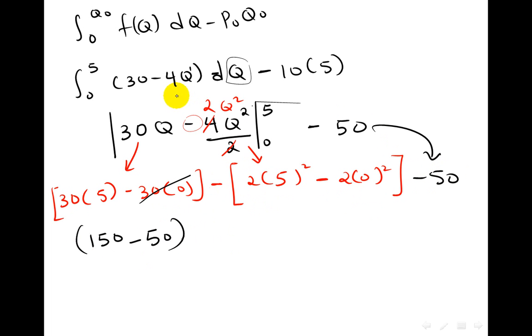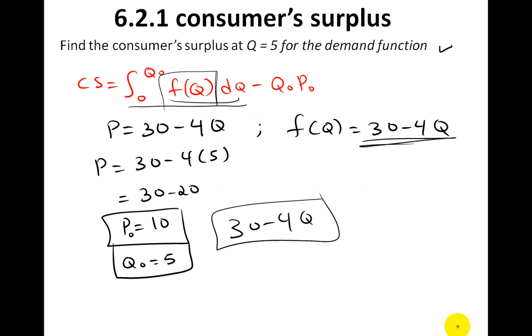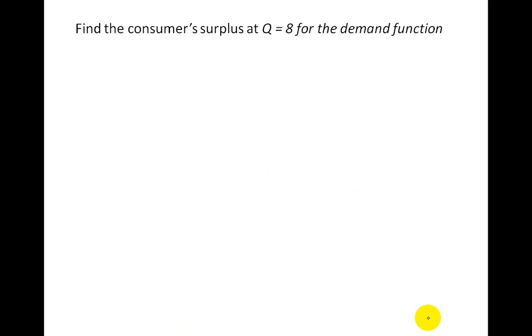So you have 150 minus 50, minus, don't forget this 50. So 150 minus 50 gives you 100, again minus 50, your answer will be 50. So the consumer surplus here will be 50. I want you to do the same idea here. You have a question: find the consumer surplus at q equals 8 for the demand function p equals 100 minus q squared. So try this one.